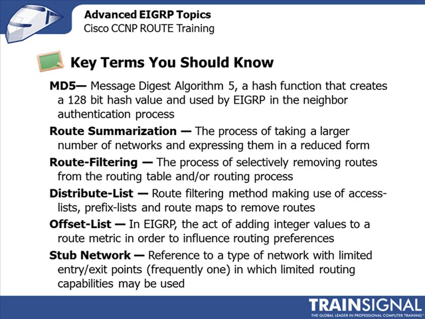An offset list specific to EIGRP is the act of adding integer values to a route metric in order to influence routing metrics and increase the metric. And a stub network is a reference to a type of network with limited entry or exit points, usually only one, in which limited routing capabilities may be used. This takes advantage of the EIGRP stub feature.